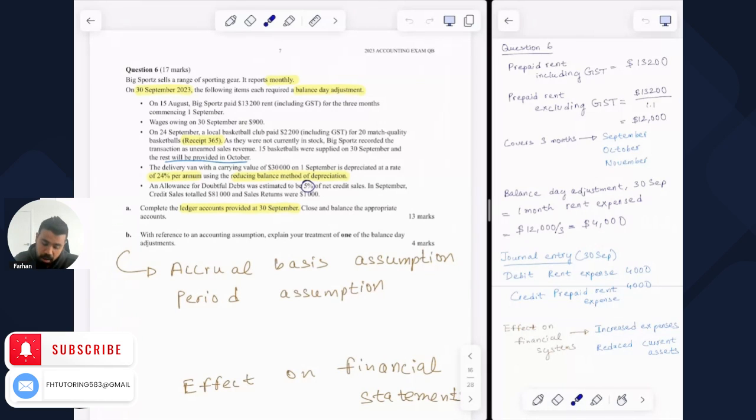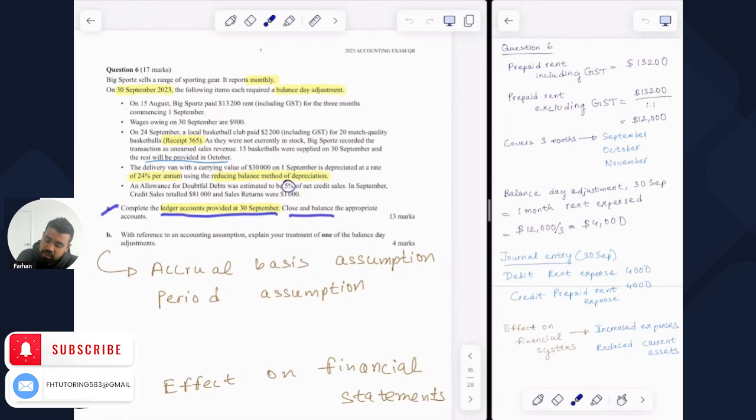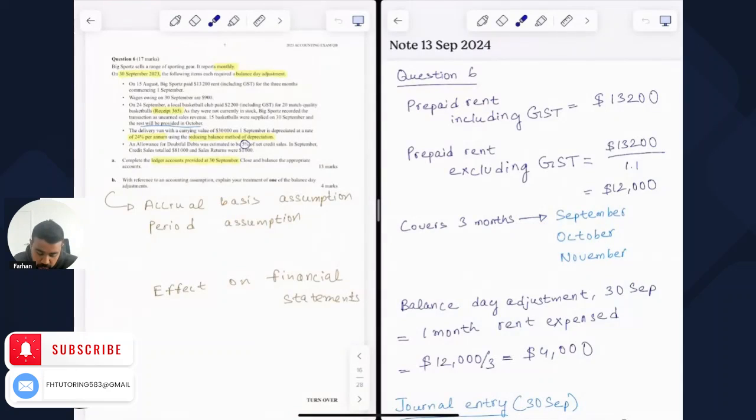So let's begin. Big Sports sells a range of sporting gear. It reports monthly. On 30 September 2023, the following items each required a balance sheet adjustment. Here you can see we are given a list of transactions, and the first requirement of the question is to complete the ledger accounts provided at 30 September and also close and balance them. So let's look into the workings on the right hand side, starting with the first information that we have.